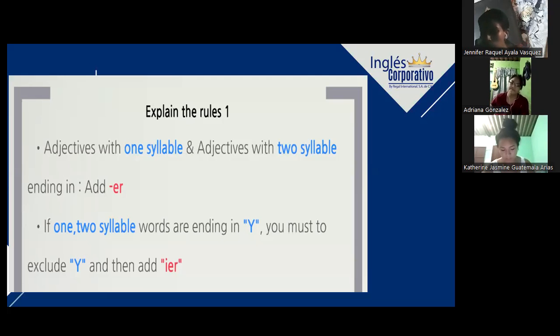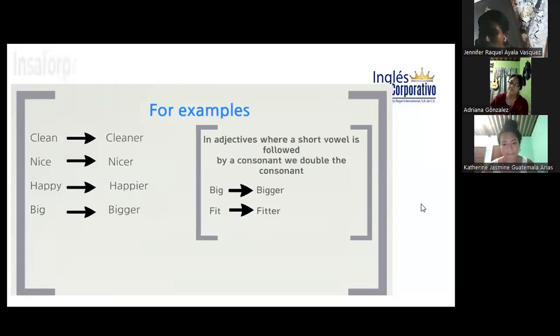Let's see. Bueno, seguimos con theory. Y aquí nos explica ya esta regla que ya vimos. A los adjetivos le agregamos er. Y cuando terminen en una y, le eliminamos la y y le agregamos una i latina más er. Seguimos, como parte de nuestro repaso. Y aquí tenemos unos ejemplos. Vamos a ver, le vamos a pedir a Adriana González que nos ayude a leer la información.